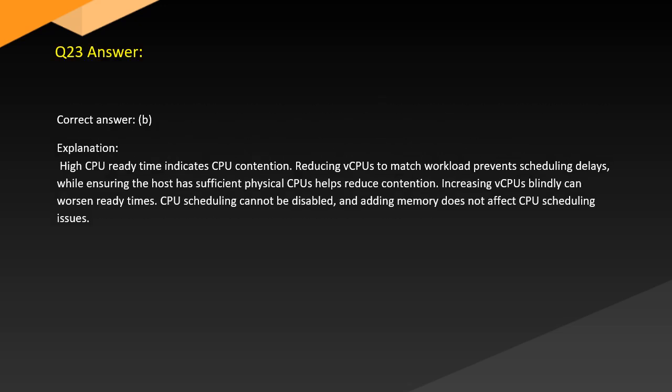Answer. Correct answer: B. Explanation. High CPU ready time indicates CPU contention. Reducing vCPUs to match workload prevents scheduling delays, while ensuring the host has sufficient physical CPUs helps reduce contention. Increasing vCPUs blindly can worsen ready times. CPU scheduling cannot be disabled, and adding memory does not affect CPU scheduling issues.